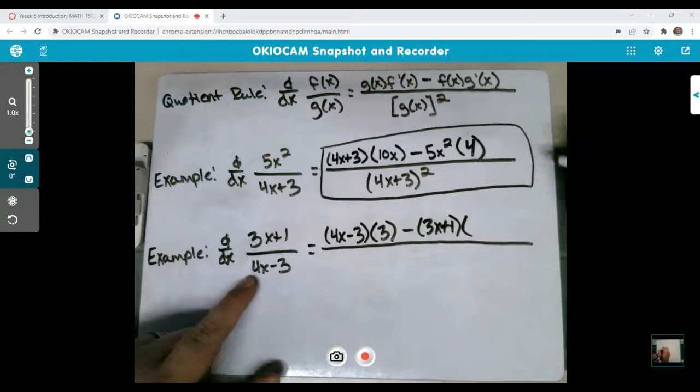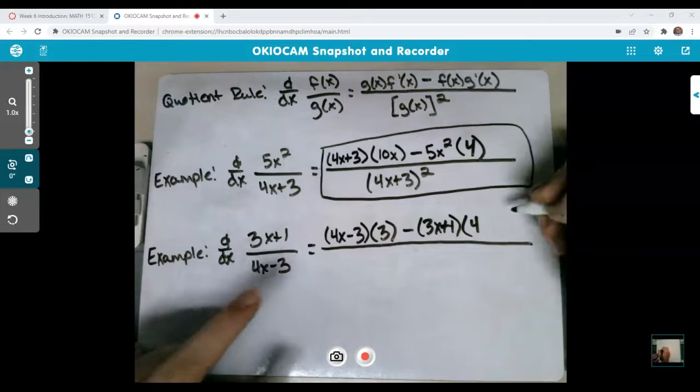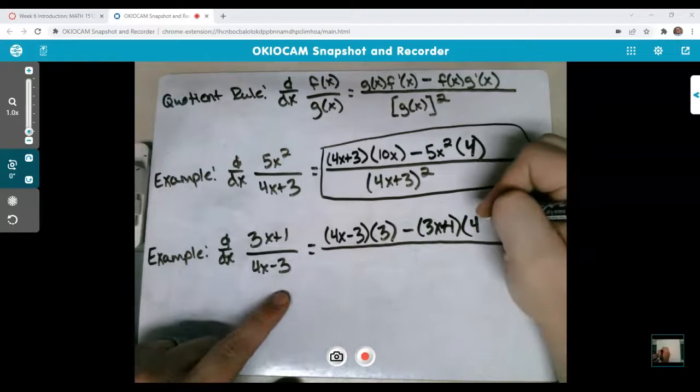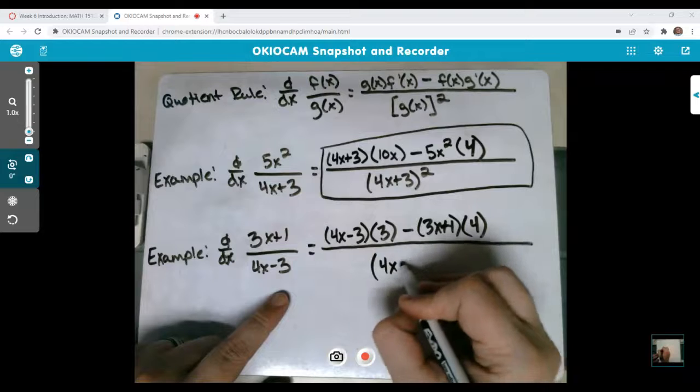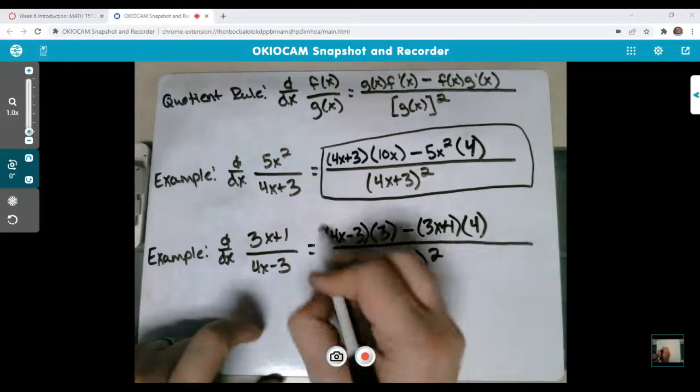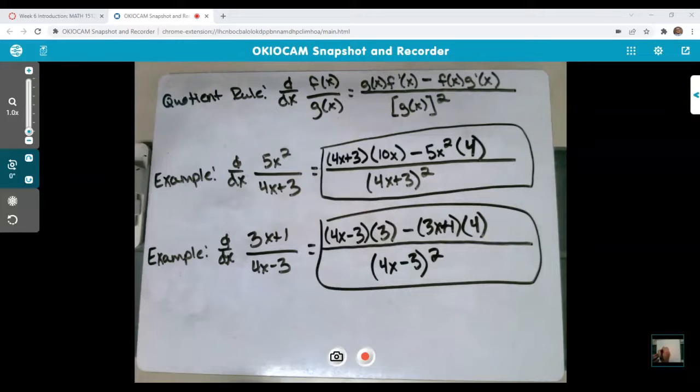So the derivative of 4x is 4. The derivative of negative 3 is 0. All of that over the denominator, which is 4x minus 3 squared. And there it is. Again, as y'all can probably tell, this is a lot quicker than doing it using the whole f of x plus h minus f of x over h thing. I have just 2 more examples I want to do.